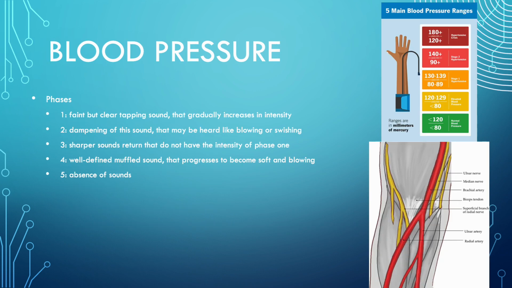Our blood pressure can be broken up into 5 phases. These are sometimes referred to as our Korotkoff sounds. So phase 1 is that faint but clear tapping sound that gradually increases with intensity. Phase 1 is where we get our systolic measurement from. Phase 2 is our dampening of this sound that may be heard like blowing or swishing. Phase 3 is a sharper sound that returns, but it doesn't have the same intensity as phase 1. Phase 4 is well-defined muffled sounds that progress to become soft and blowing. And phase 5 is our absence of sound, or our diastolic measurement.